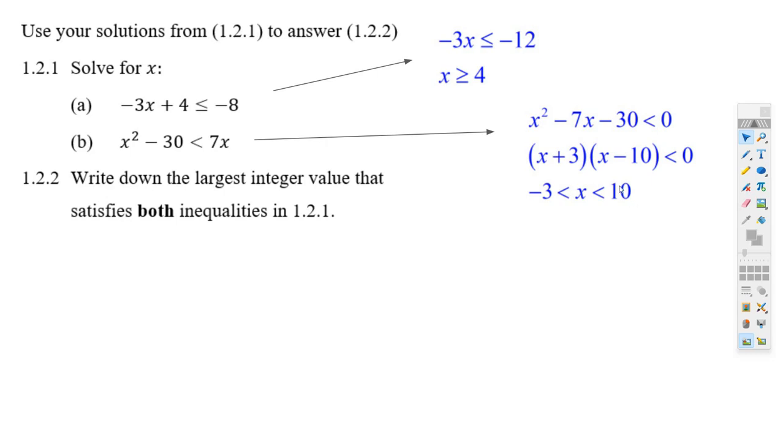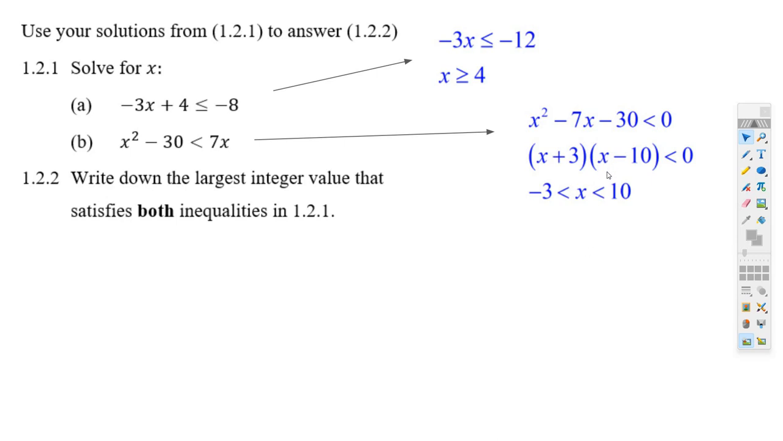Now you guys, I get so confused here. I don't know why. But when it's less than 0, it means it's negative. And all you have to do is the critical values are minus 3 and 10. But you have to think, what's the region that's going to make it negative?